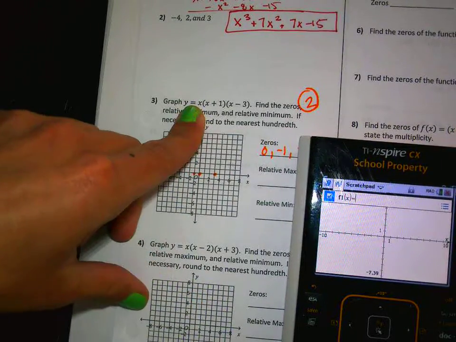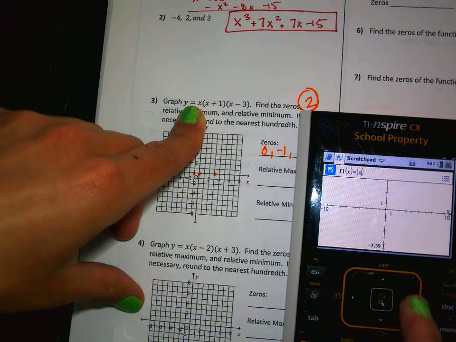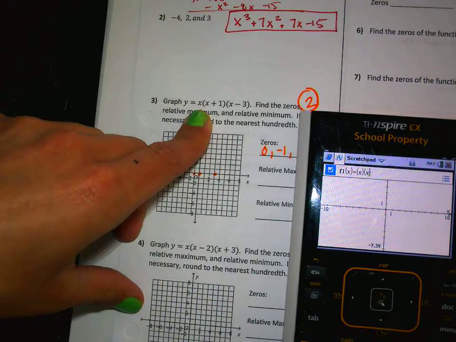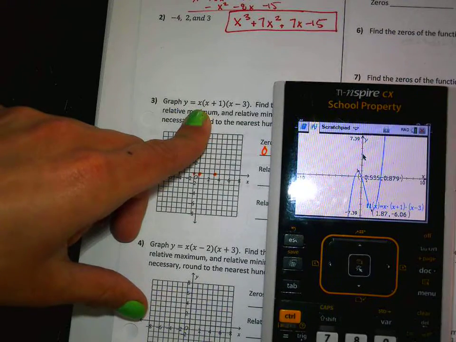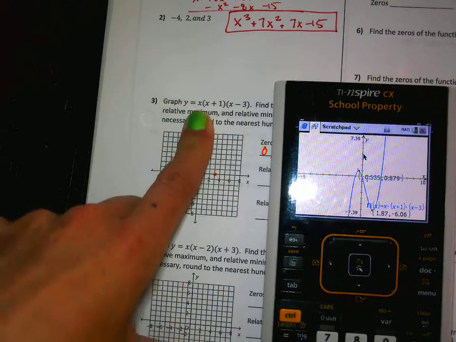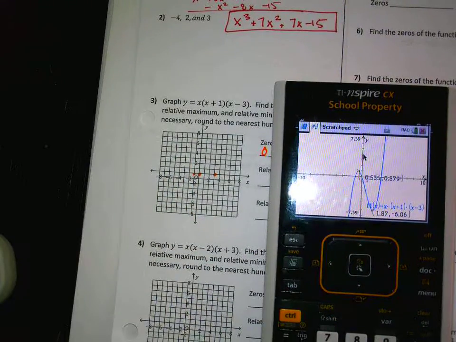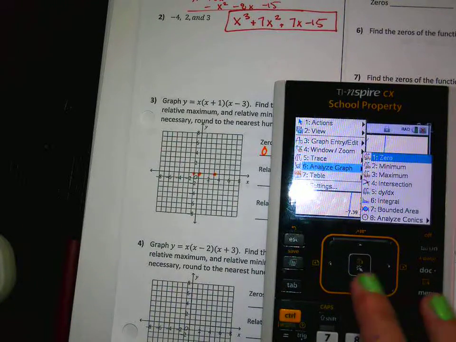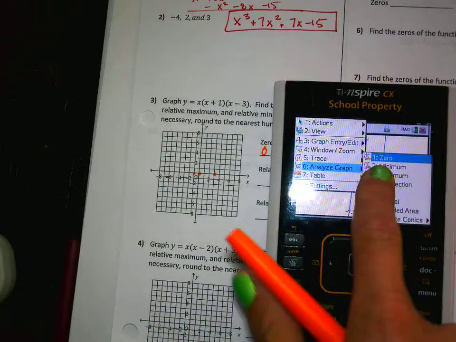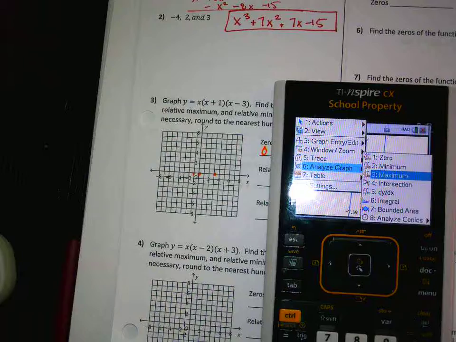For some reason in your calculator, it doesn't like the x by itself, so throw that x in parentheses. And then x plus 1 and x minus 3. Alright, so here's what my graph looks like, and you see it does cross at 3, 0, and -1. If you wanted to find the zeros with the calculator, it will also do that. You just analyze the graph, go to zeros, and then highlight them. You remember doing that? Yeah. That's also how we're going to do the max and the min.